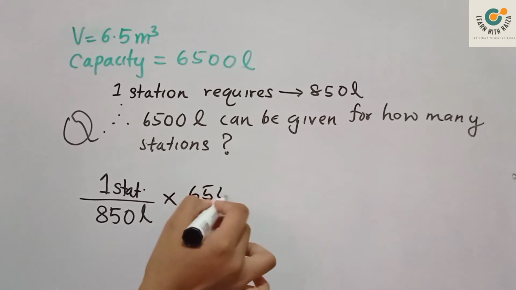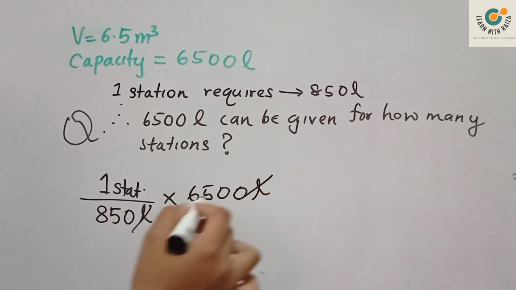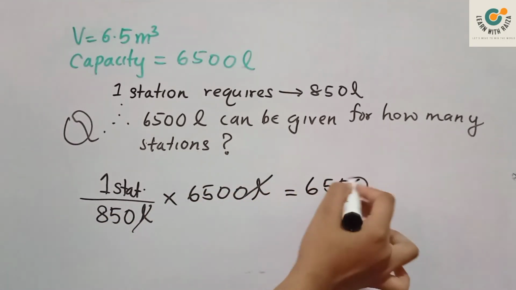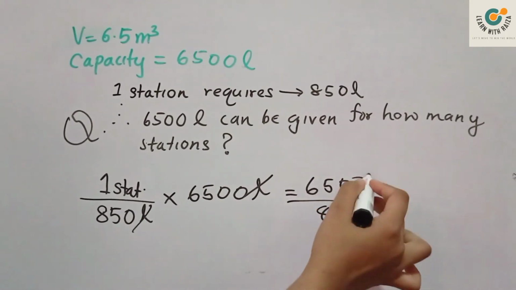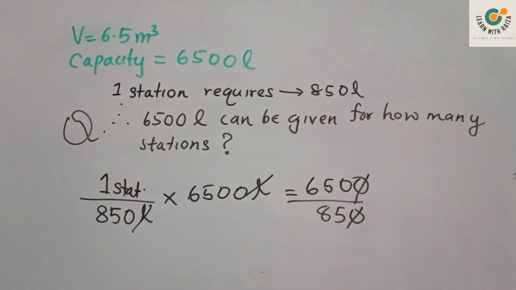So 6500 is for how many stations? You have to divide 6500 by 850. So when you divide 650 by 85, it's not divisible, you are getting a decimal answer. So you get around 7.64, and that answer comes in stations.